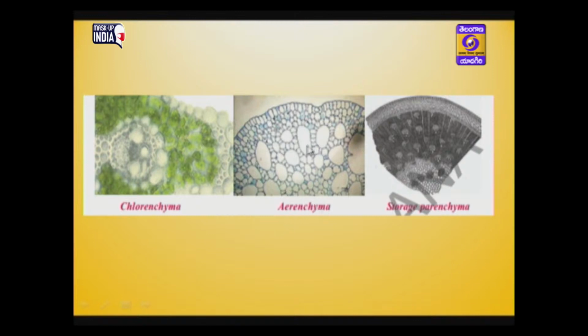Aerenchyma has air cavities or spaces, see here. This type of tissue is present in plants which float on water, like lotus. Storage tissue has cells that store water, waste materials and food. This type of cell you can see in potato.